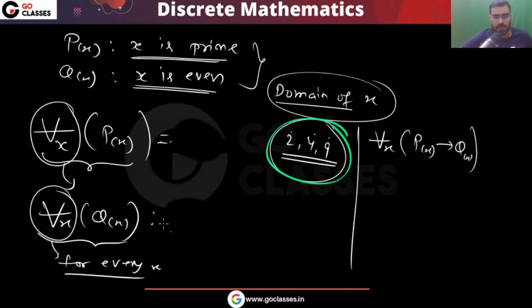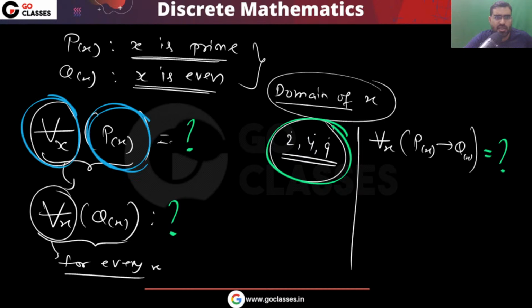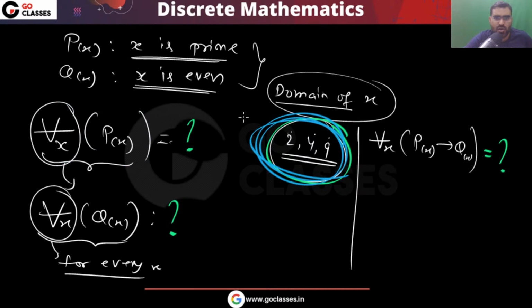Now you tell me, what is the truth value here, and here, and here? This is the question I want to ask you. So tell me, for all x Px, remember the domain is 2, 4, 9. Can I say everyone is prime? No. You can see 4 is not prime, 9 is not prime.